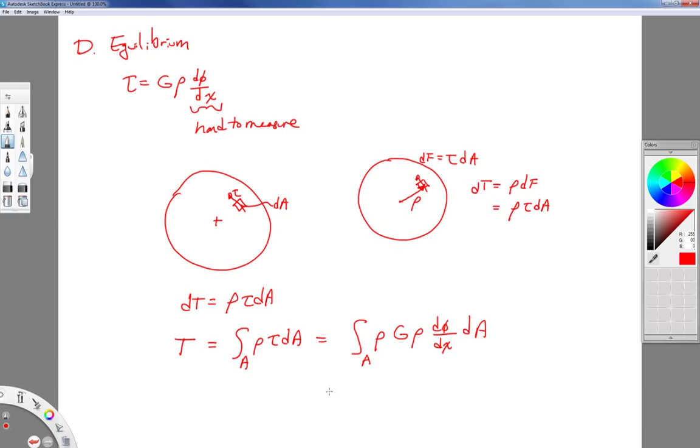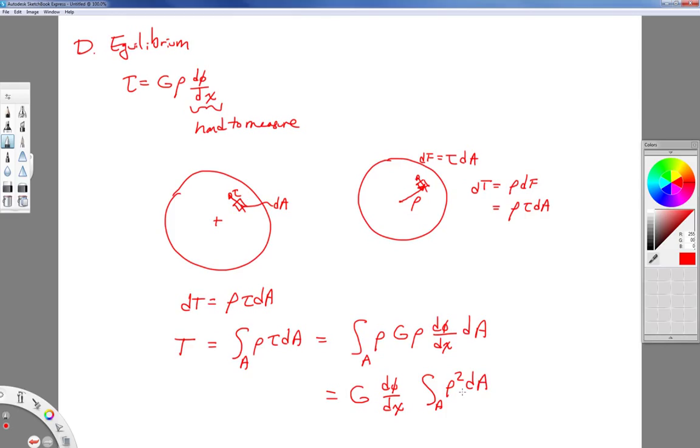And we can simplify this a little bit because now some things are constant. The shear modulus would be constant if we have all one material. And the twist rate does not depend on the cross-section dimensions, so it is also constant. It can be pulled out in front. And now we're left with an area integral of rho squared dA.